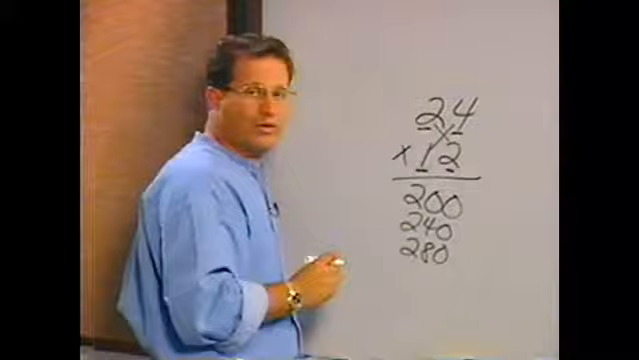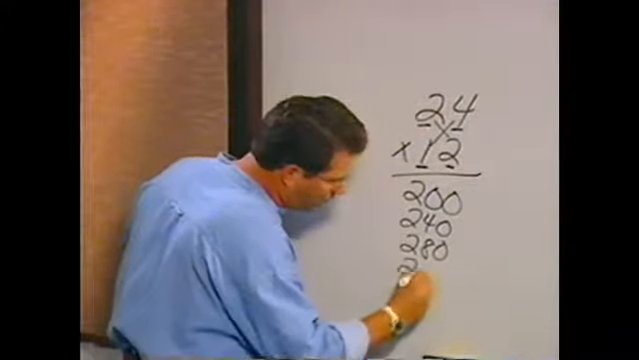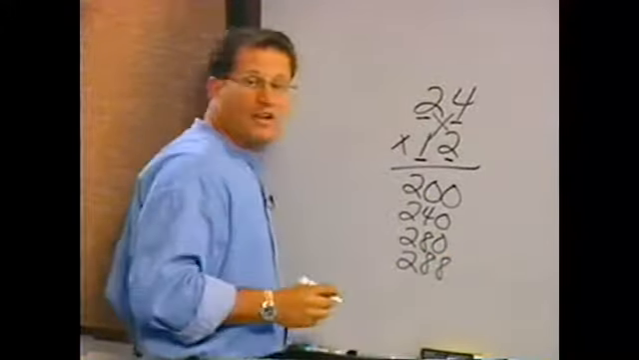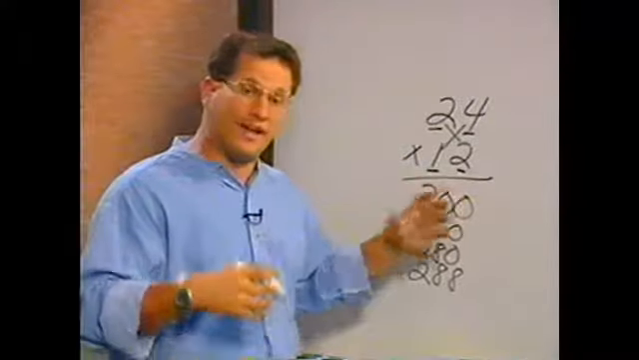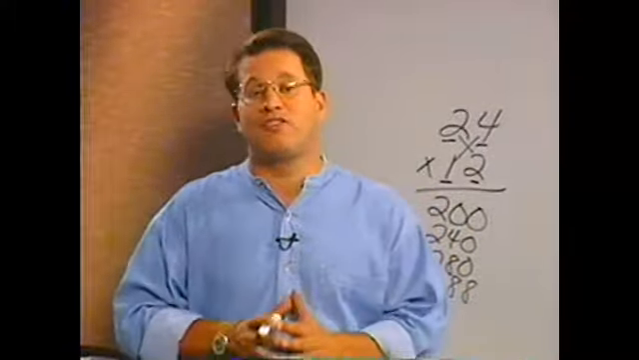What's 4 times 2? 8. So the answer is 288. This is a really simple technique, but again, it's for people who feel more comfortable with numbers. So hopefully you've given this a try.